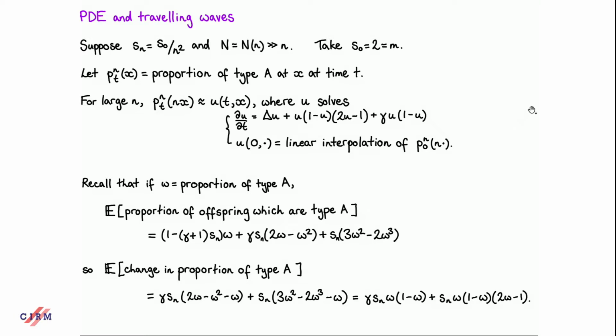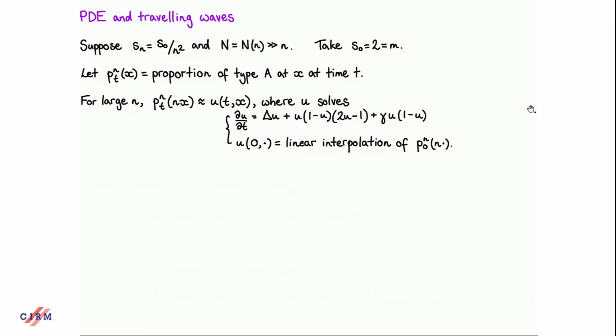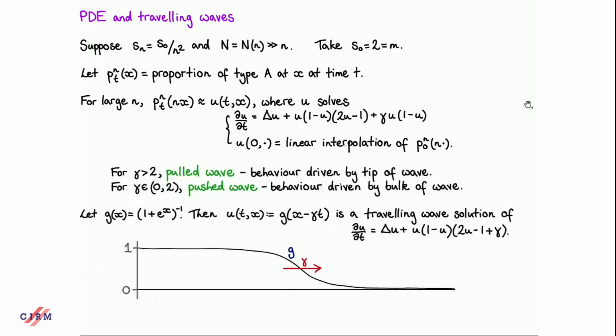So that's roughly where the PDE comes from. So what do solutions of the PDE look like? Well, it turns out that if you start with a front-like initial condition, then solutions of the PDE converge to a particular travelling wave solution. And for gamma bigger than 2, that travelling wave solution is what's known as a pulled wave, which means that the behaviour is driven by what happens in the tip of the wave.